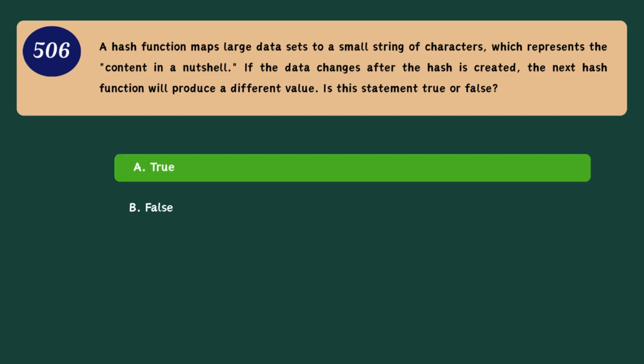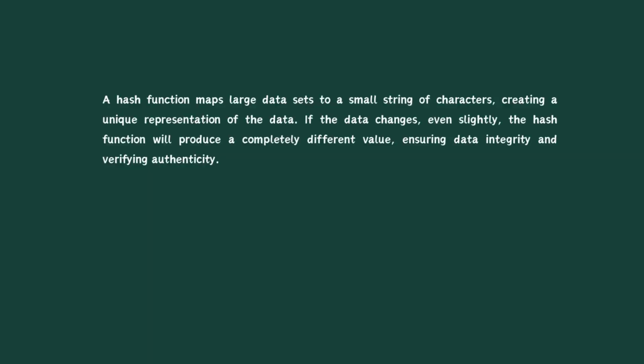Correct answer. A. True. A hash function maps large data sets to a small string of characters, creating a unique representation of the data. If the data changes, even slightly, the hash function will produce a completely different value, ensuring data integrity and verifying authenticity.